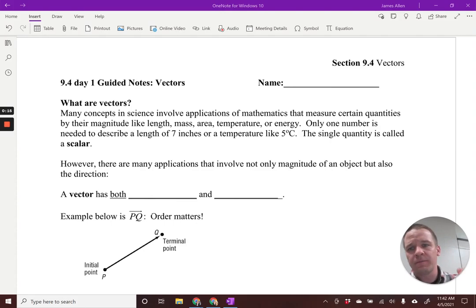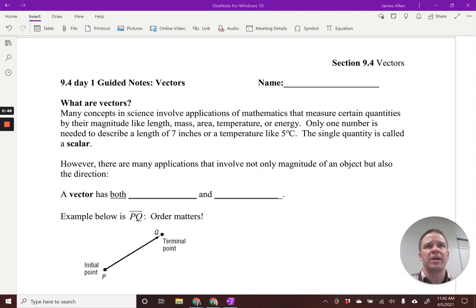We're changing gears here. A lot of concepts in science and applications measure certain quantities by their magnitude. Length is just one number. Mass, area, temperature, energy, all those are just a single number, and only one number is really needed. If I say a length of 7 inches or 5 feet, I just have that one number. Or 5 degrees Celsius. That single quantity is called a scalar.